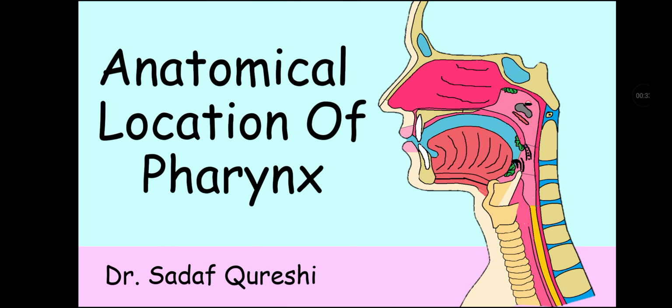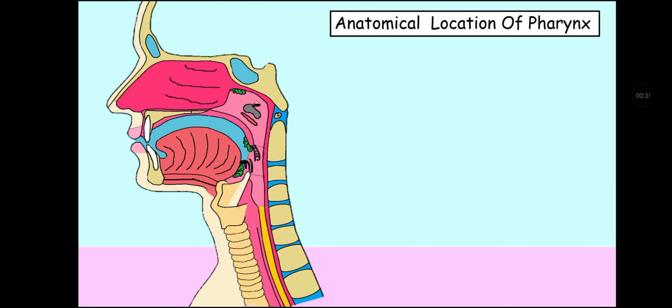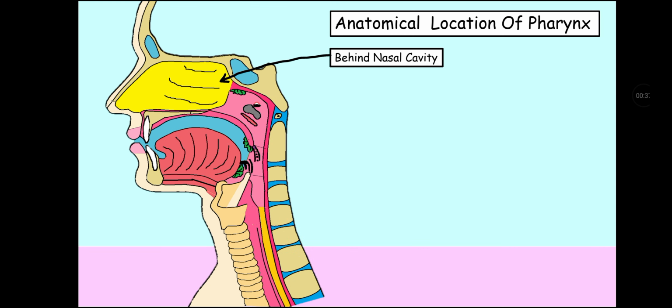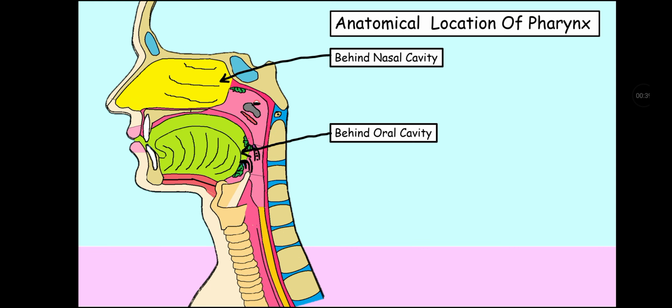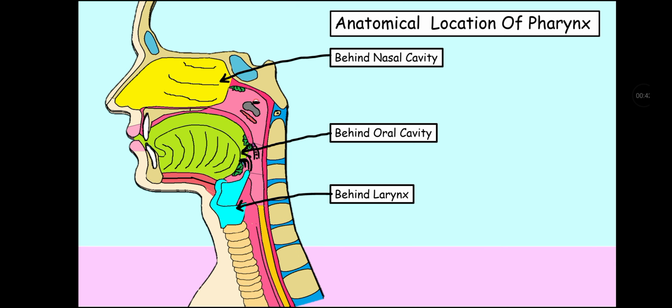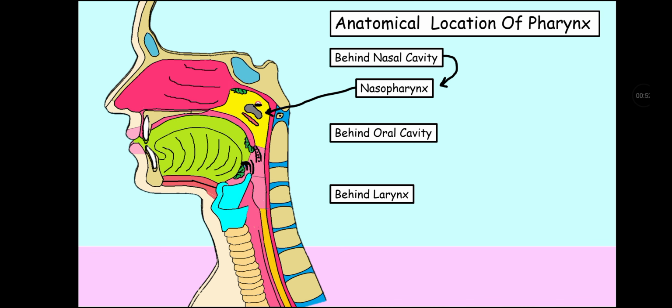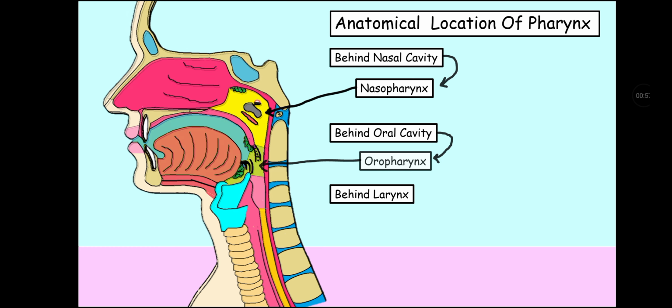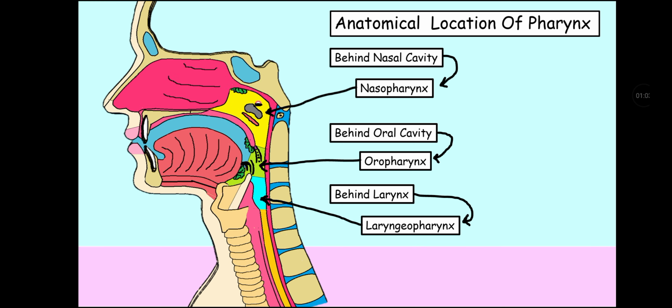Anatomical location of the pharynx. Anatomically, the pharynx is located behind the nasal cavity, behind the oral cavity, and behind the larynx. Based on which part of the pharynx is located behind which cavity or structure, the pharynx is divided into three anatomical parts. The part located behind the nasal cavity is called the nasopharynx. The part located behind the oral cavity is called the oropharynx, and the part located behind the larynx is called the laryngopharynx.